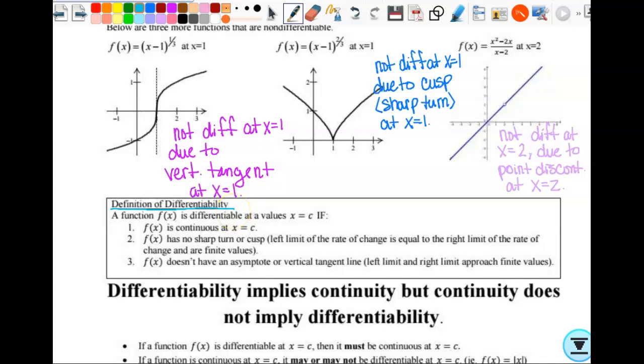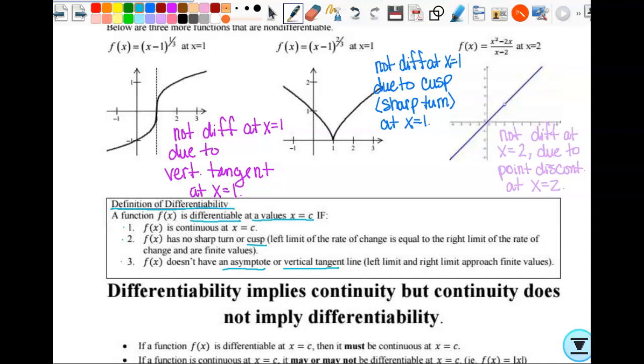A function is differentiable at, I should say, all values of x equals c if it has to be continuous at c, has no sharp turn or cusp. I knew that was written somewhere. So the left limit doesn't equal the right limit. And f of x doesn't have an asymptote or vertical tangent line. Right? So continuous, no sharp turn, no vertical asymptote or vertical tangent line. We good? Those are the pieces there.